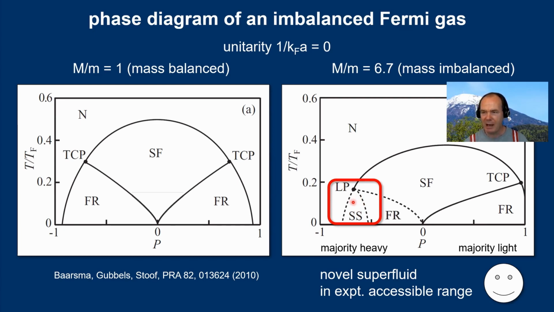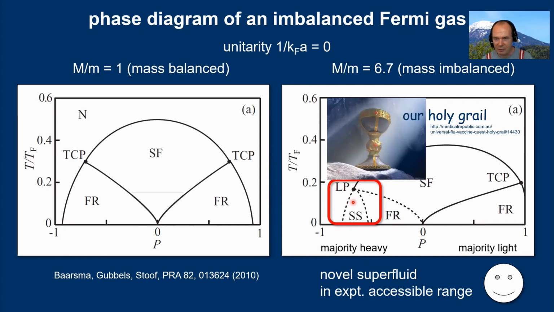So it seems that the mass imbalanced fermion system, which is stable enough, has very good properties for studying new exotic phases of superfluidity. Okay, that's our holy grail. Let's go for it. That's the illustration of the holy grail. We need holy grails in the field, goals we want to achieve. So this motivates our work on these mass imbalanced Fermi systems, in particular dysprosium potassium.